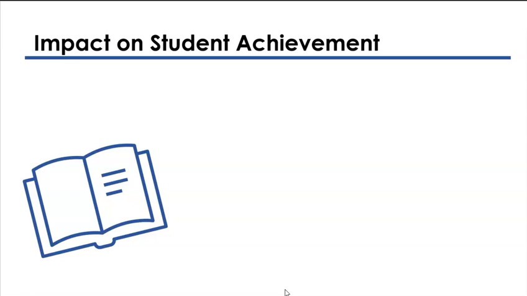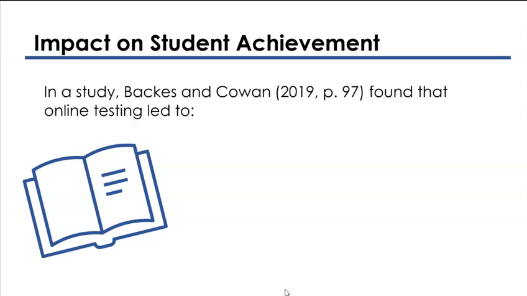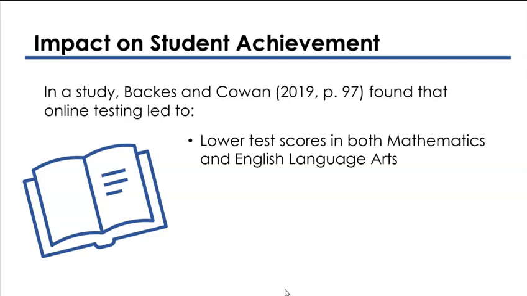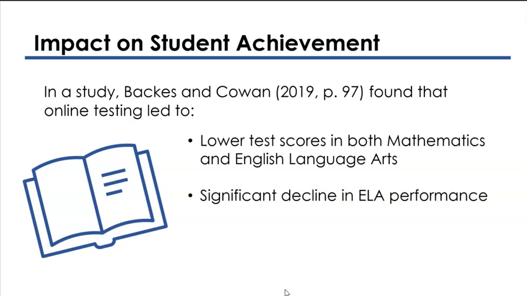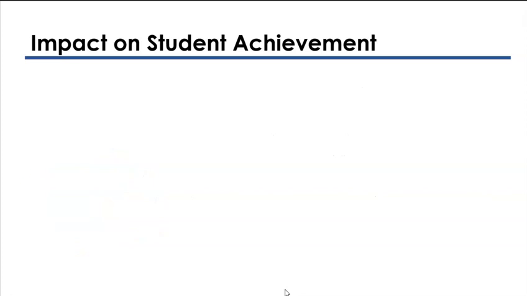Impacts on student achievement. The impacts on student performance have either been positive or negative. A study by Bax and Cowan found that online testing led to lower scores in both mathematics and English language arts, with a significant decline in ELA scores compared to traditional paper tests. This suggests that students tend to perform better on paper assessments than their online versions.